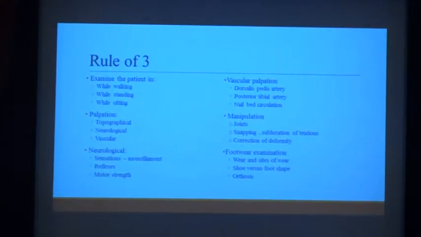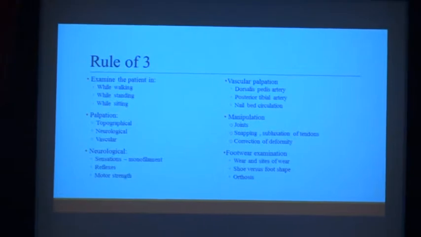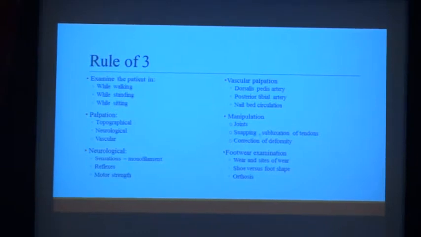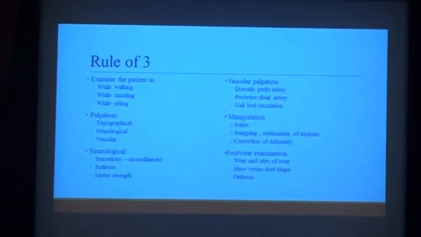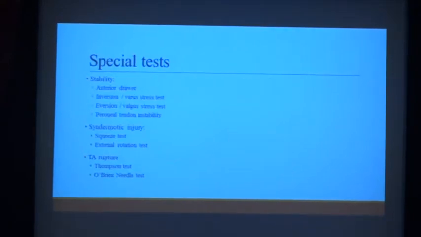When you're examining the foot, you have a rule of 3. In general, making it very short: examine the patient in walking, standing and sitting. Palpation, topographical, neurological and vascular. Neurologically, you'll have to check on the sensation, reflex and motor strength. Vascular, manipulate the joints and see if there is any snapping or subluxations of the tendons and examine the footwear. So these are the rule of 3 when you're examining. So this brings about a complete examination of the foot.